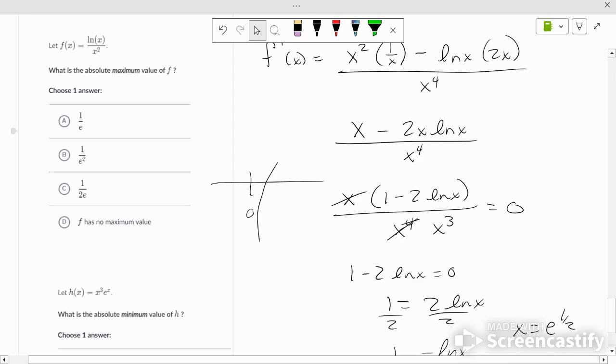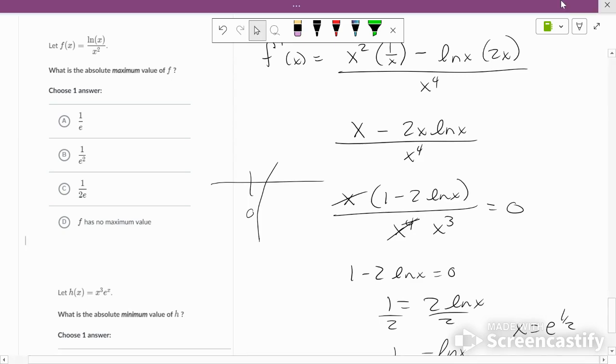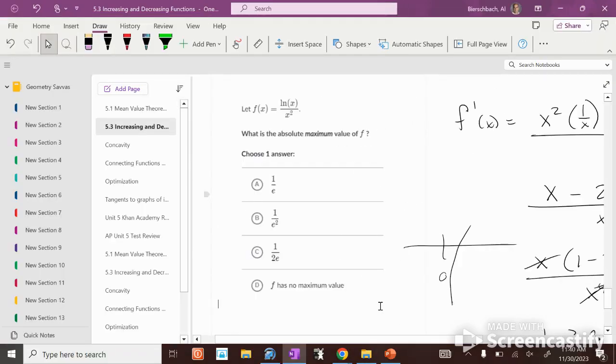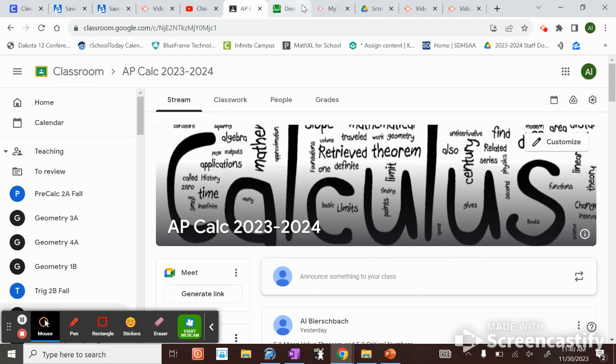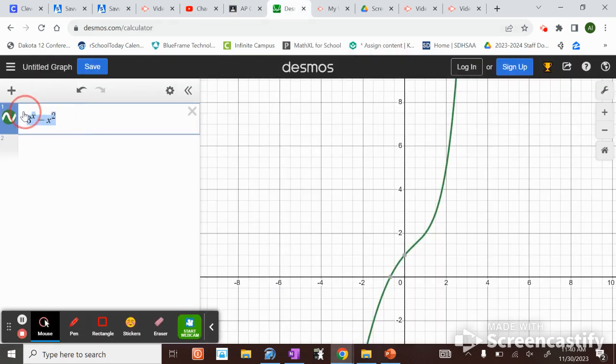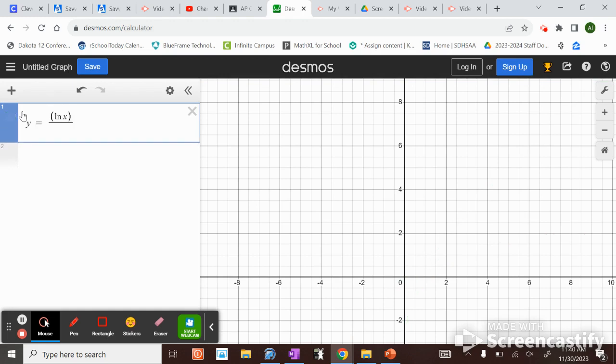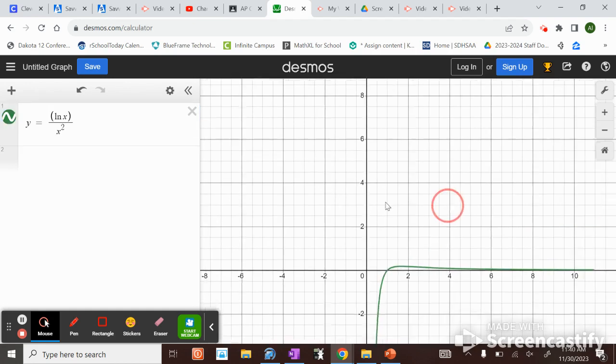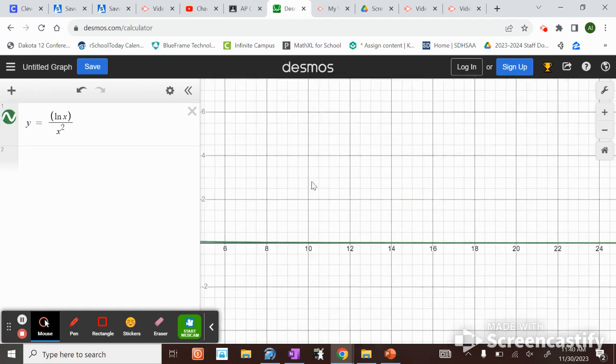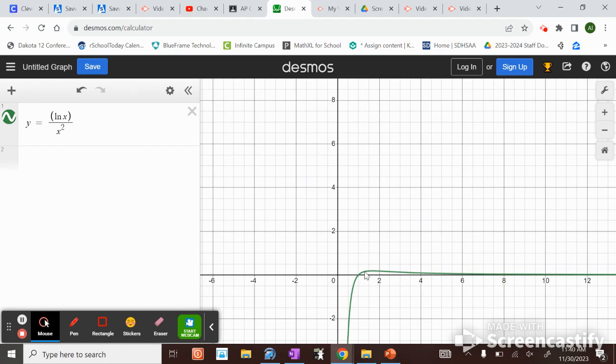Let me look at Desmos. Y equals parentheses ln of x over x raised to the second. Wow. So the max would be right in there.